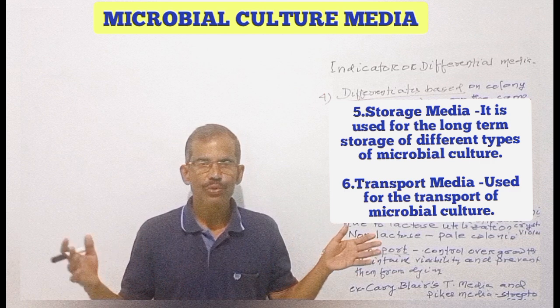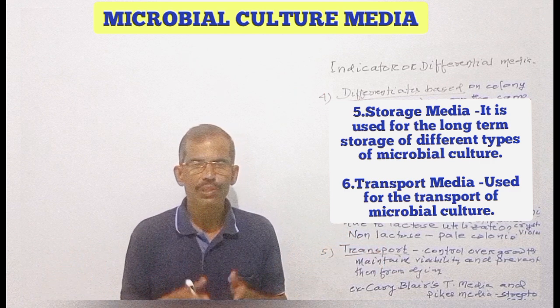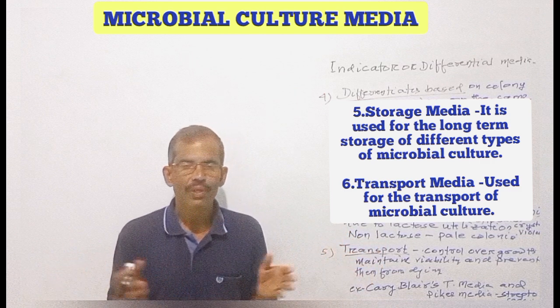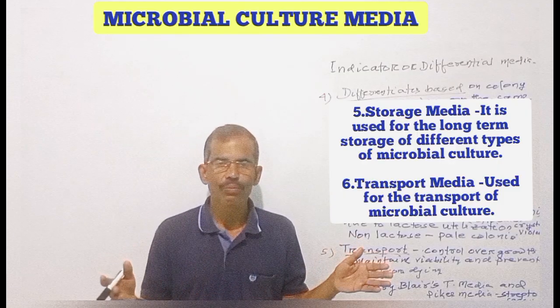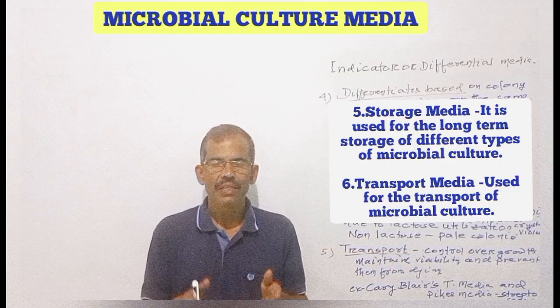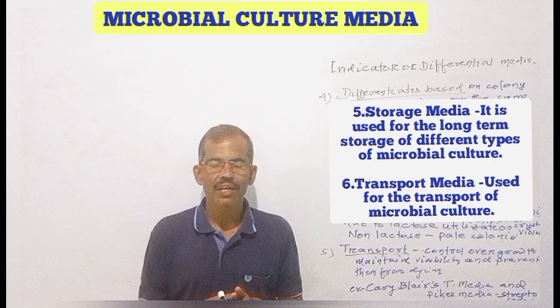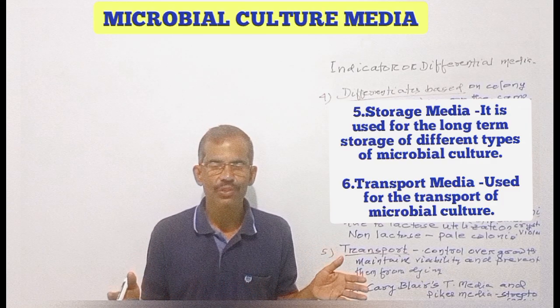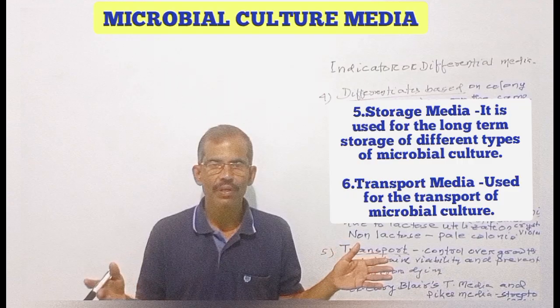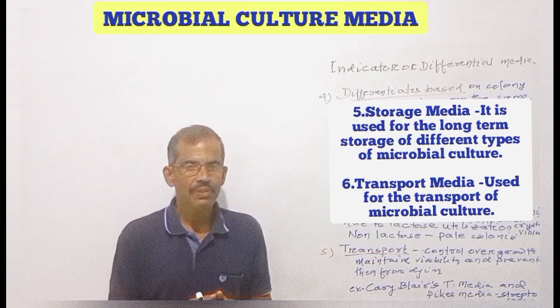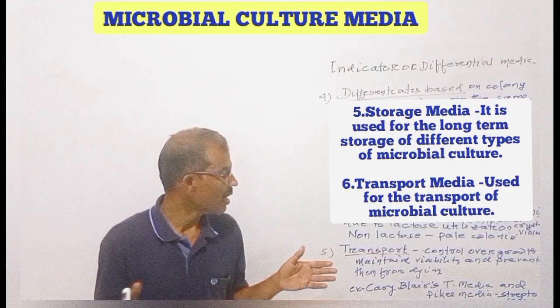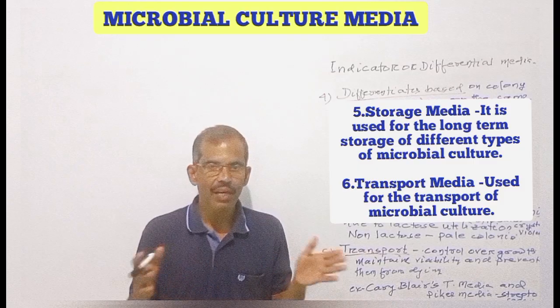Number six, storage media, which is used for storage of different types of microbial cultures. It increases the longevity of the microbial cells and is useful for storage for a longer time period. Examples are cooked meat broth and nutrient agar saline.